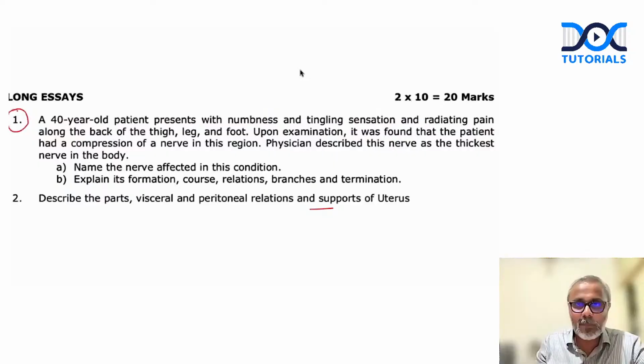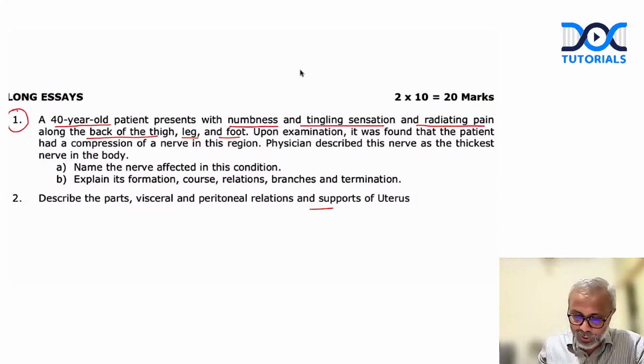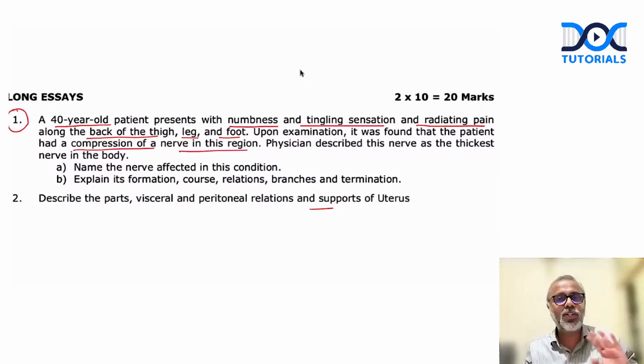Let's focus on this. A 40-year-old patient presents with numbness and tingling sensation, right? And radiating pain along the back of the thigh, the leg and the foot. So radiating pain, numbness, tingling over the back of the thigh, leg and the foot. On examination, the patient has a compression of nerve in this region. Which region? It is not mentioned, right? So incomplete, and this clue is inconclusive.